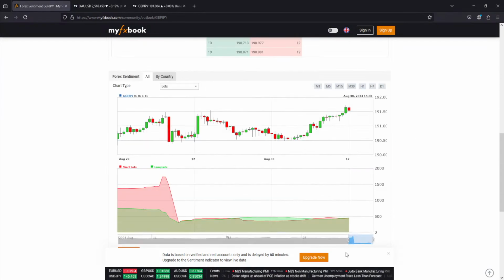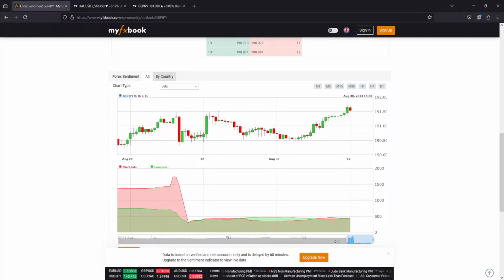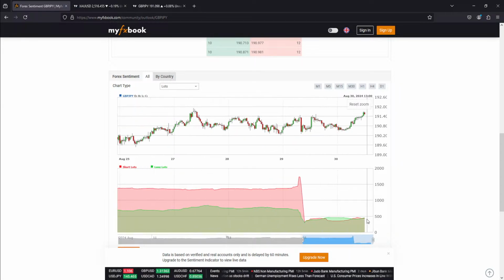So if we look at GBP JPY, then we can clearly see that currently the market is flat if we look at the graph. But if you look at the lower chart over here, there is so much information we can get from this. Number one is that the buyers and the sellers are equal at the current point in time, so nobody can say whether it's going to move up or down.